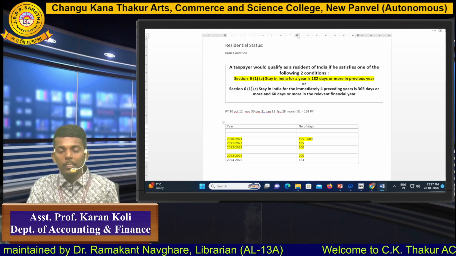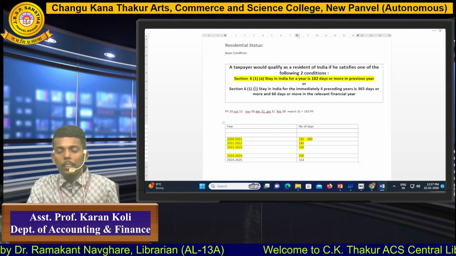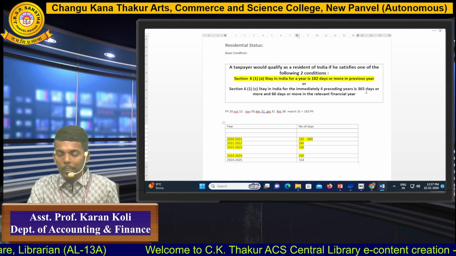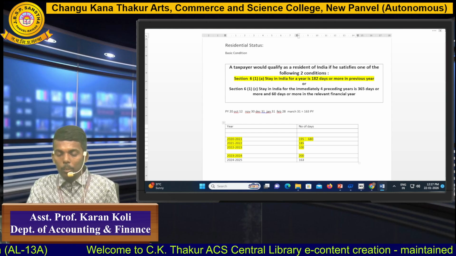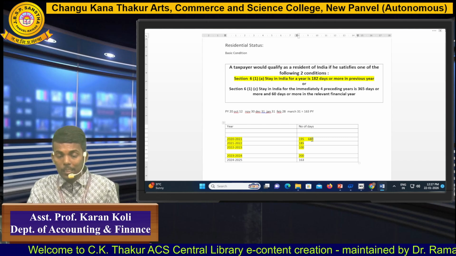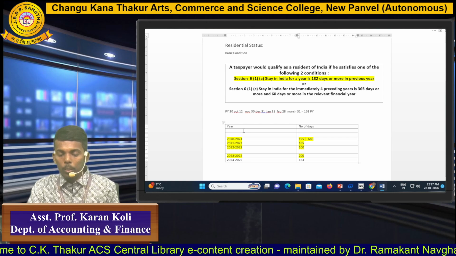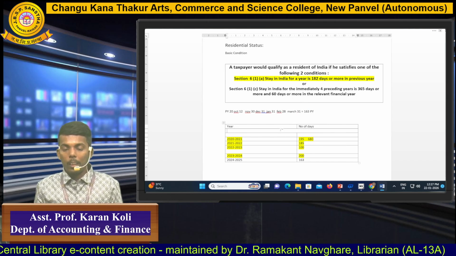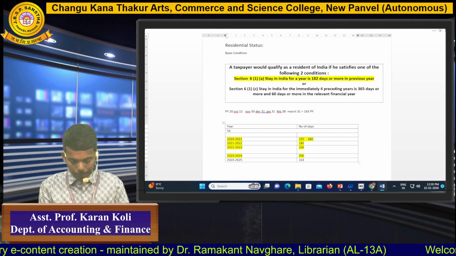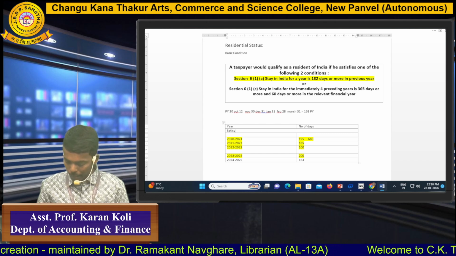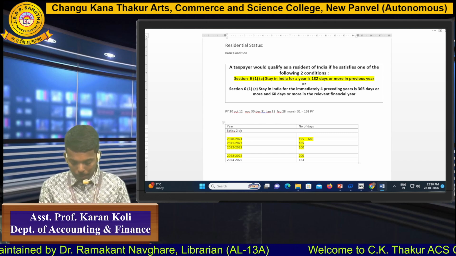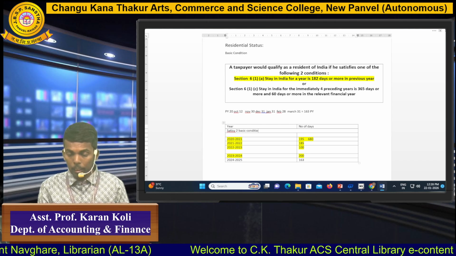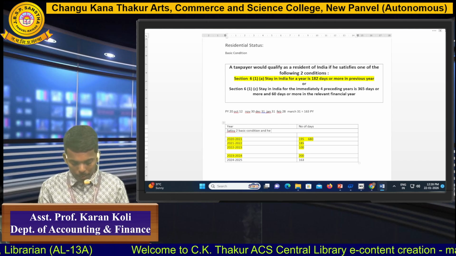According to the working note and the basic condition of the residential status, section 6(1)(c), the stay in India for the preceding years should be 365 days, and according to the calculation he stayed in India 680 days. Therefore, Mr. Raja satisfies the second basic condition.